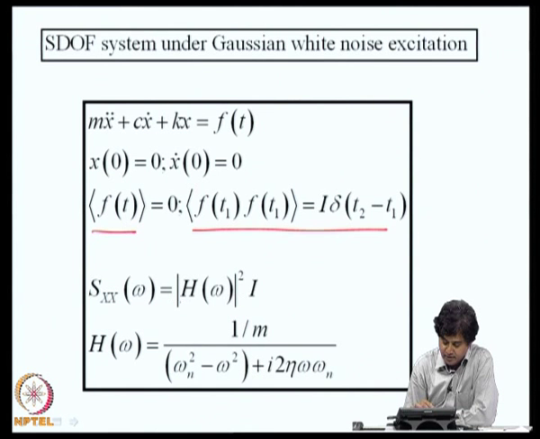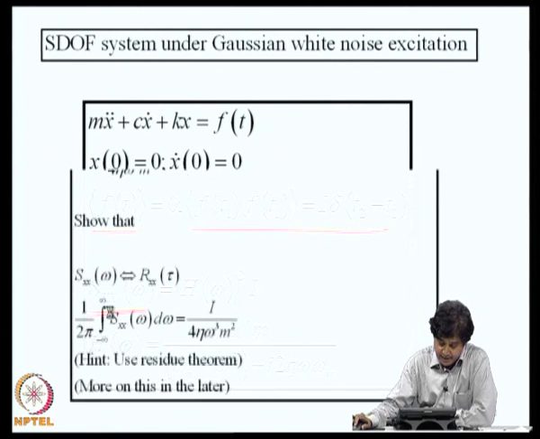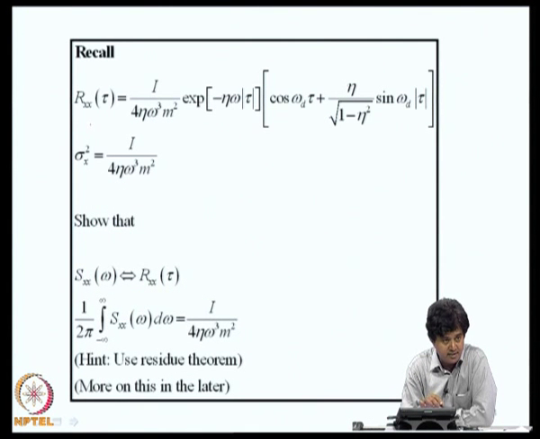So, I get I into h of omega whole square. Therefore, h of omega here is 1 by m, omega n square minus omega square plus i 2 eta omega omega n. So, this is the power spectral density function of the output process. If you recall, we have already derived the autocovariance of the response process by using time domain representations, and in steady state I have already shown that the autocovariance function is given by this function.